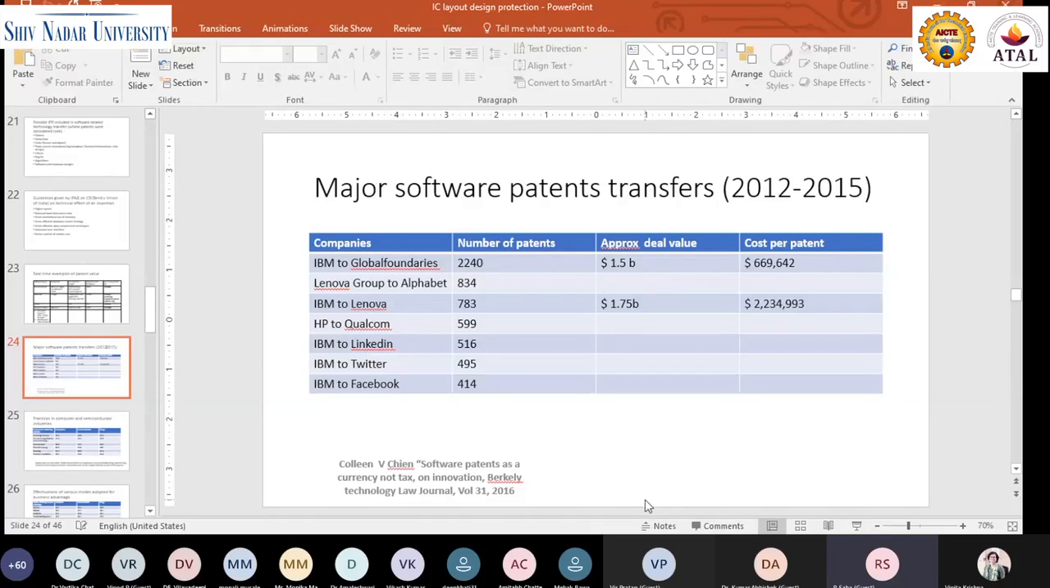The other interesting thing you must see is that LinkedIn, Twitter, and Facebook have relied very heavily on patents transferred from IBM to them. They may be good. They were good startups at some point of time, but they depended a lot on the licensing of basic patents from IBM, and it happened in the case of Lenovo also. So these numbers are there. The numbers give you just a feel. Next, please.